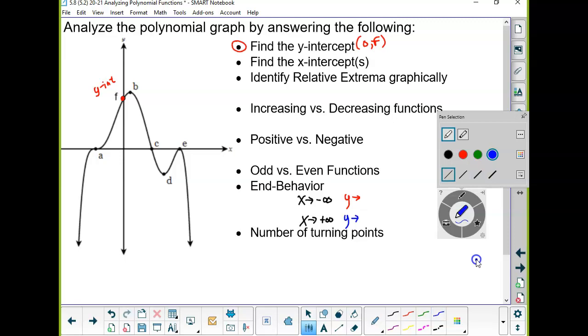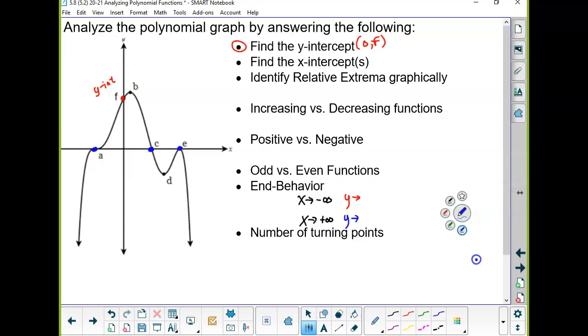Well, the x-intercepts are wherever the y value is 0, which is the x-axis. So I've got x-intercepts at the 3 following points. So we would say x equals a, x equals c, and x equals e. And those are all my x-intercepts.